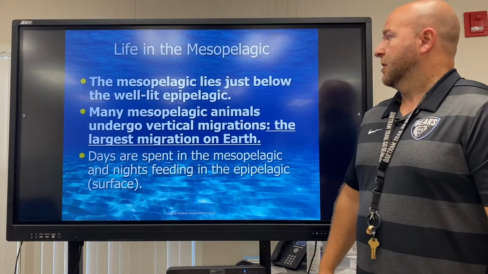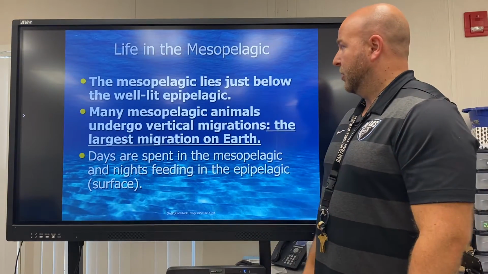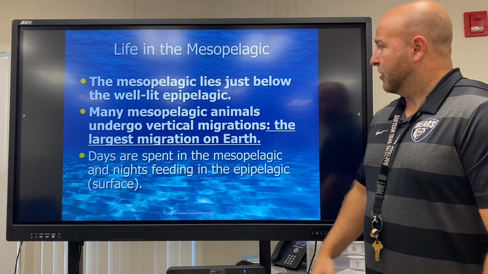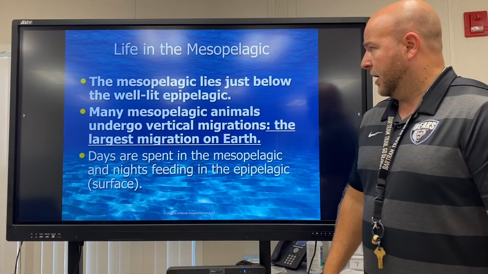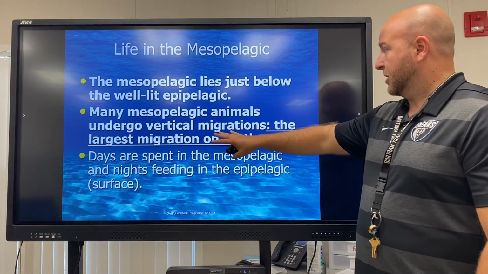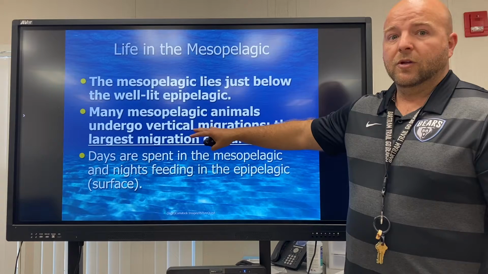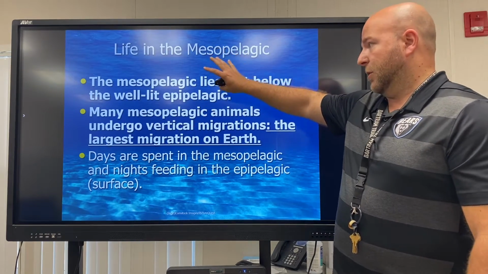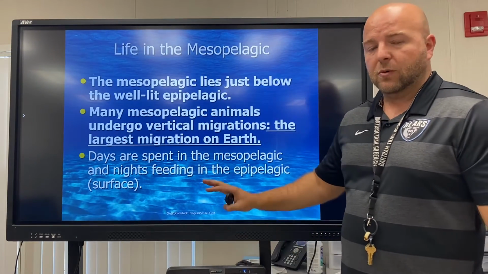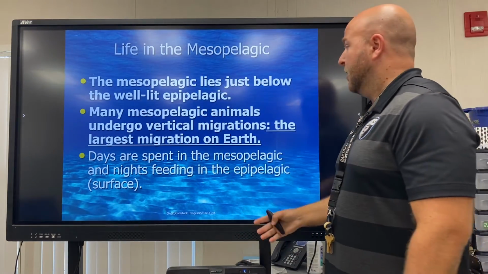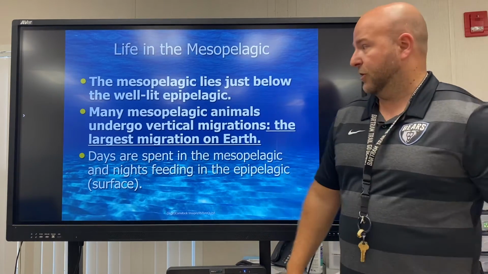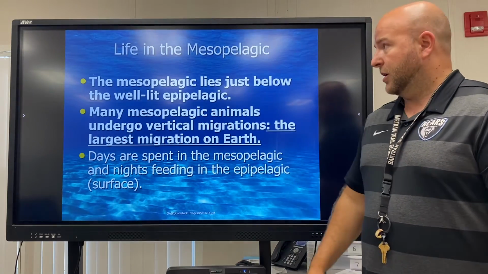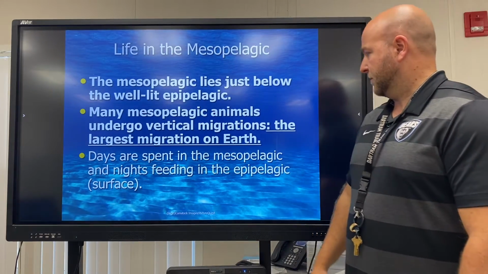So the mesopelagic lies just below the well-lit epipelagic. The mesopelagic does have a little bit of light, very, very little. And one of the big things that we want you to know for the mesopelagic is that from that zone, which is very dark and not well lit, at night, we have a huge number of species that will migrate vertically upward into the epipelagic in order to feed. It's the largest migration on Earth, and it's a vertical migration from the mesopelagic to the epipelagic.